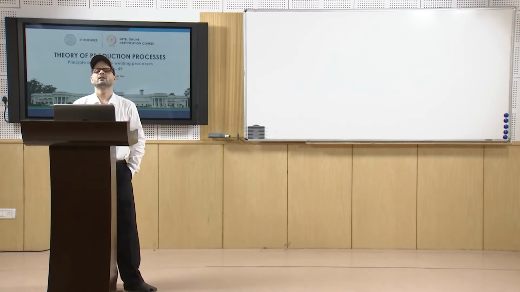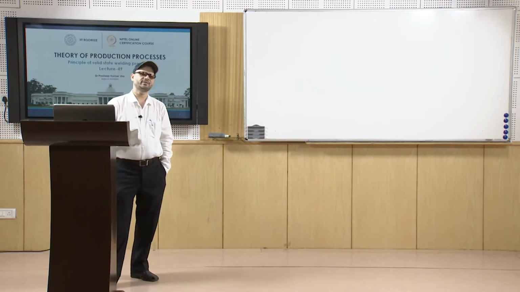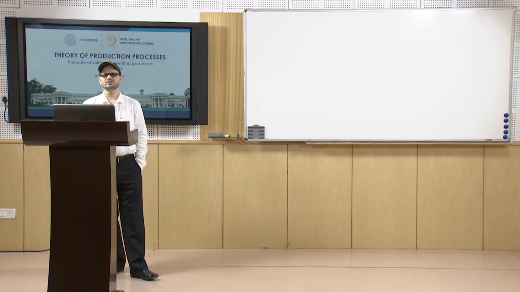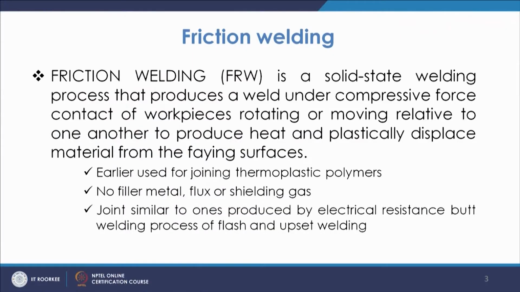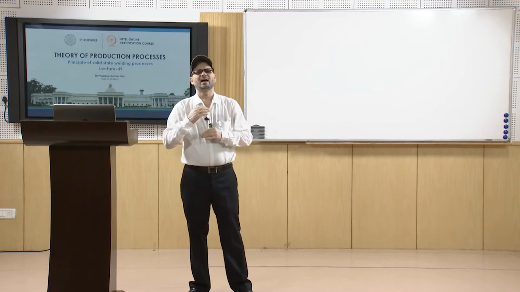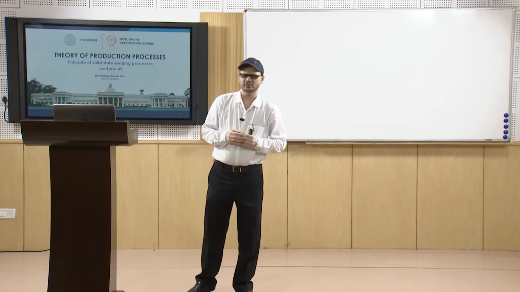So, coming to friction welding. If you go by the definition, it is a solid state welding process that produces a weld under compressive force contact of work pieces rotating or moving relative to one another to produce heat and plastically displace material from the faying surfaces. So, you have the compressive force contact, you have two specimens which are brought in contact, and then friction is generated.